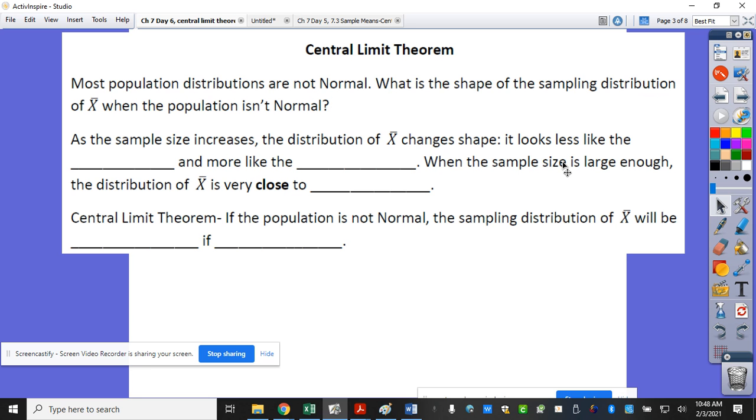Now, the only thing I don't like about this simulation website is that your sample size stops at 25, is the highest it lets us go. But we don't actually see the central limit theorem until we get higher than that. So when the sample size is large enough, the distribution of X bar actually becomes very close to normal. This one's population distribution.